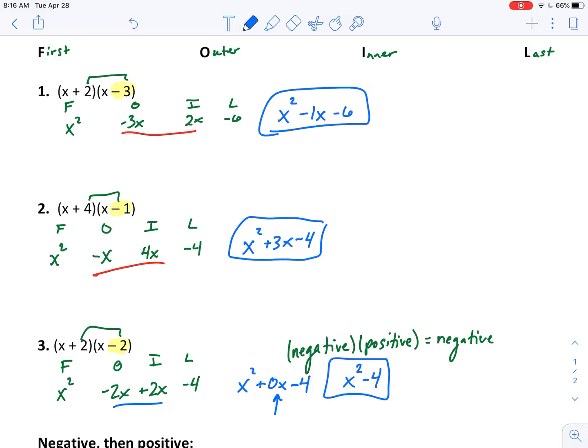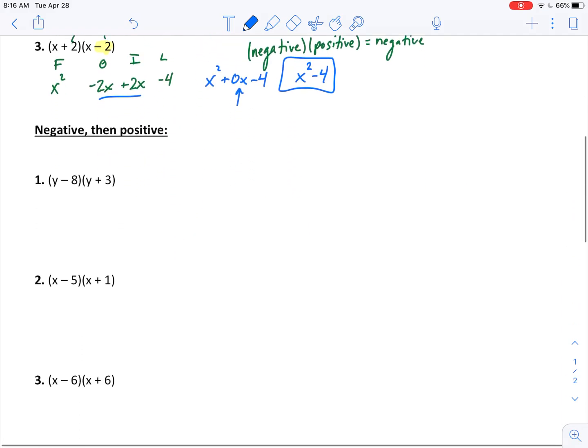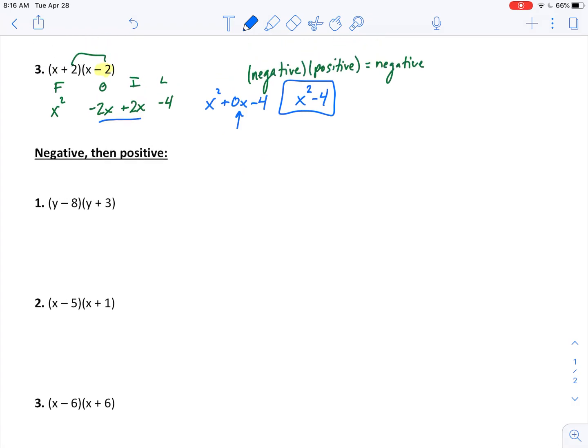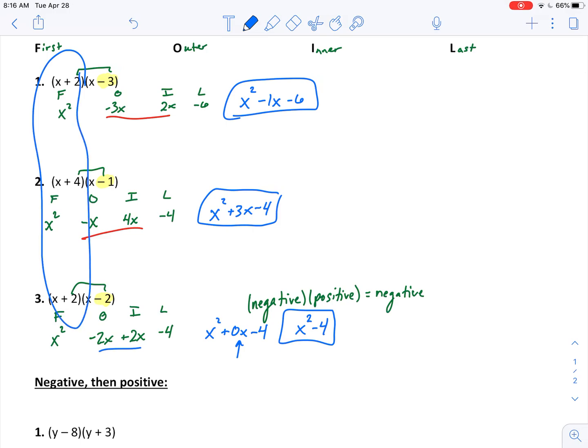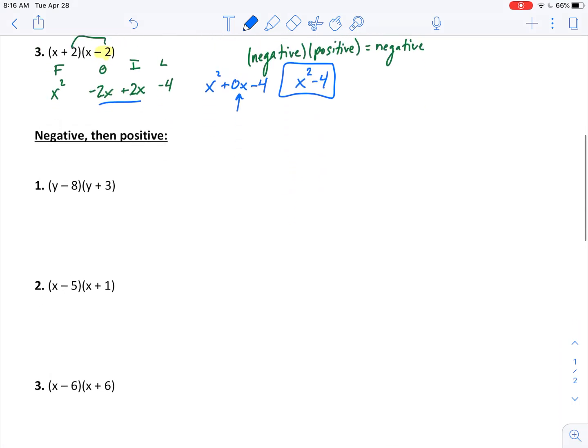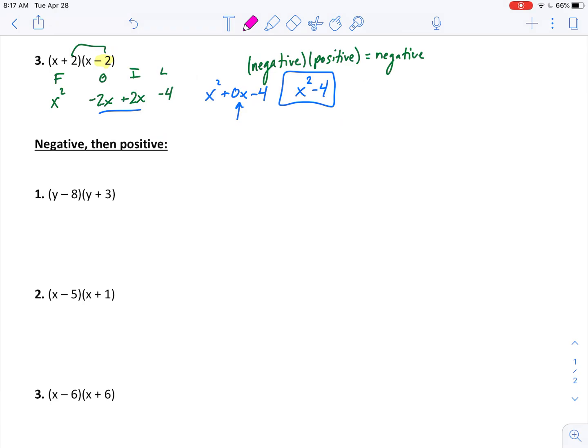And now if I add 2x and negative 2x, well, if I combine these like terms, what's 2 minus 2? Well, that would be 0. And of course, I really don't need to write this. So I can just leave this as x squared minus 4.